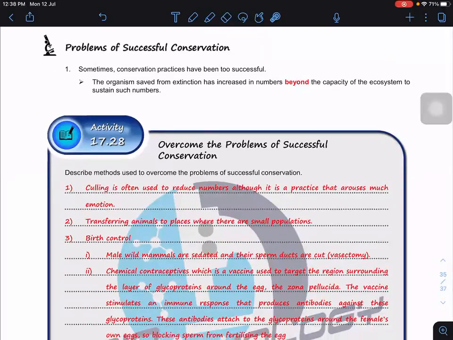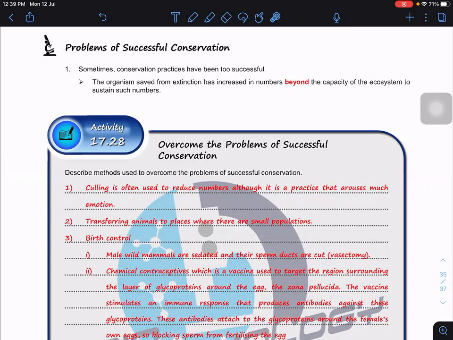Okay, so what are the problems of successful conservation? Not only for successful conservation, but if you want to control a population, this applies to all, particularly mammals. We talk about this in mammals. Sometimes conservation practices have been too successful.